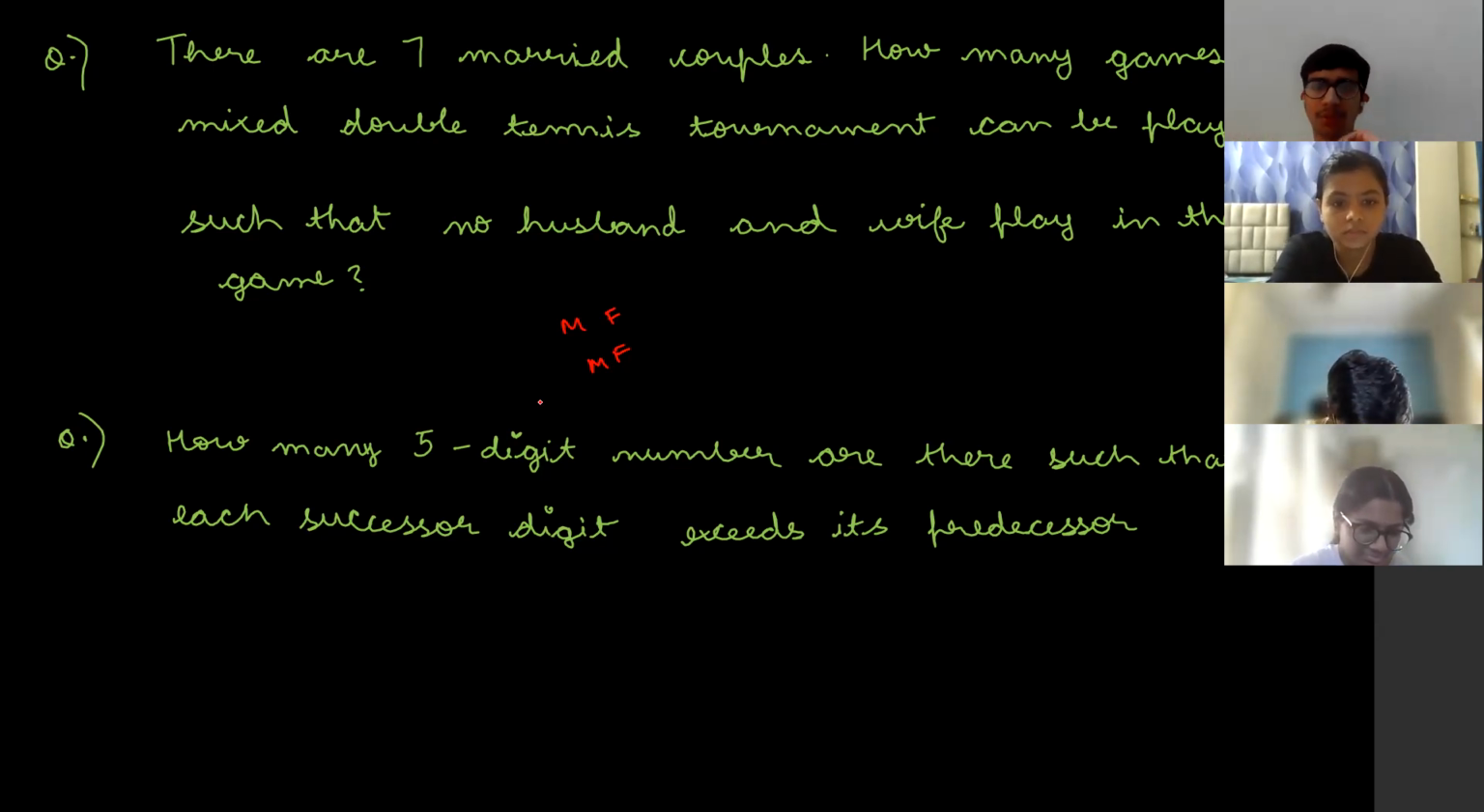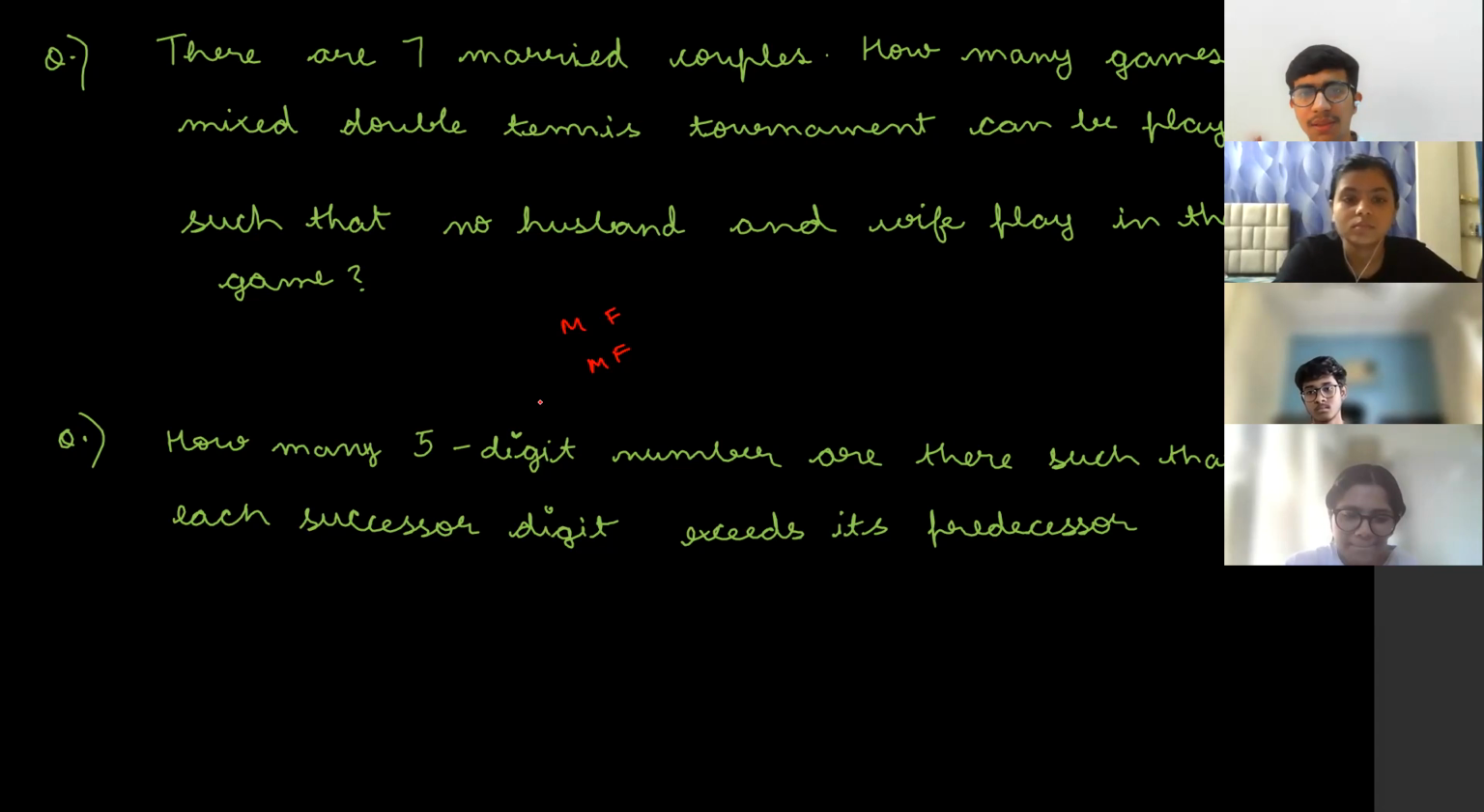Okay, I'll tell you my way to do it. So there are 7 married couples, and we want to arrange them in such a way कि कोई भी husband अपनी wife के साथ game में नहीं है, right? So let's say if I talk about the males, so there are 7 males.